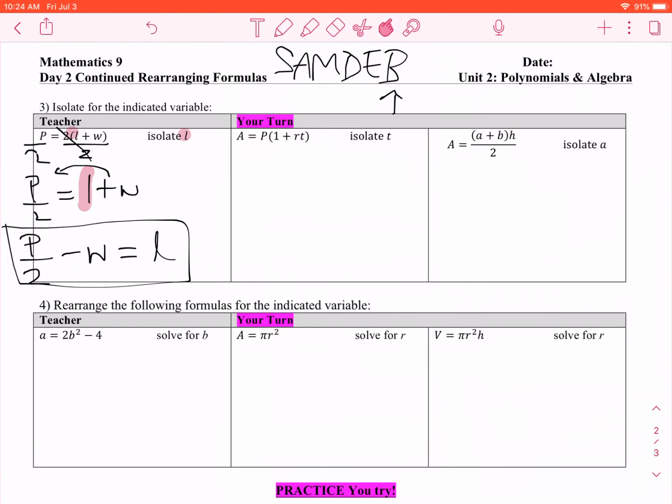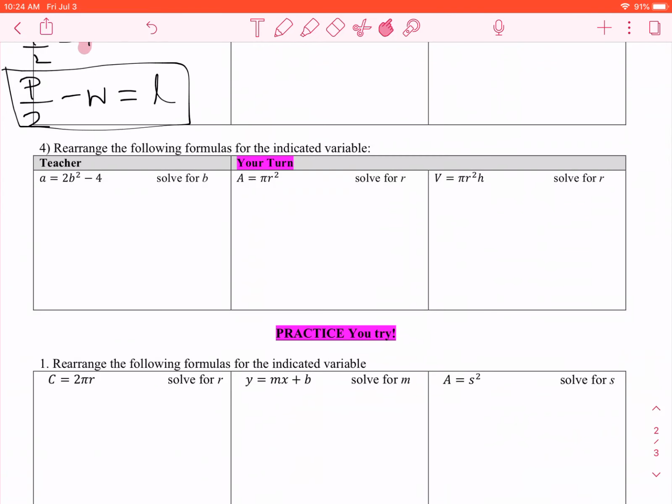All right. I got one more to do for you guys. Okay, so rearrange the following equation, and now we're going to isolate for B. Okay, so you'll notice they progressively get a little trickier as we move forward. We'll consider again SAMDEB, and you might notice that there is a subtraction. Okay, so with this subtraction, I'm going to actually move it over, so I actually have A plus 4 is equal to 2B squared. Okay, so I've dealt with the subtraction. The opposite operation of subtraction is addition.